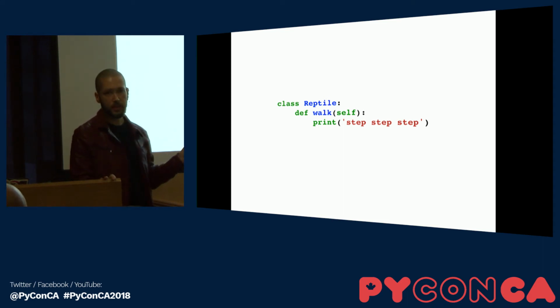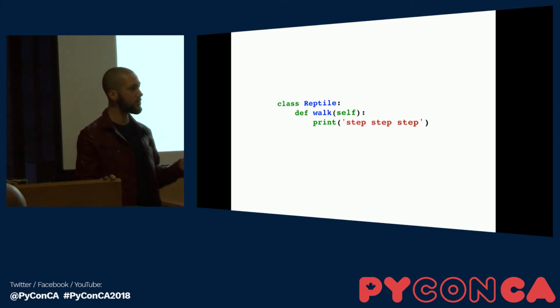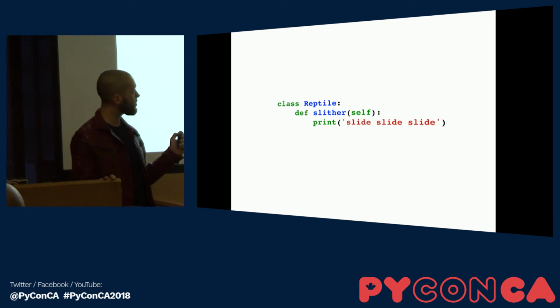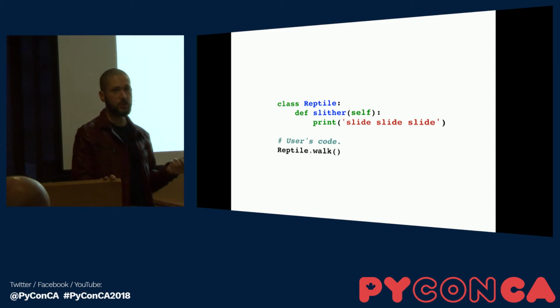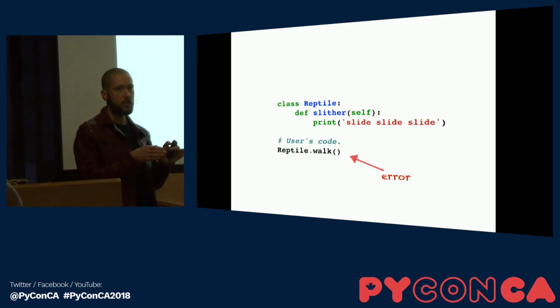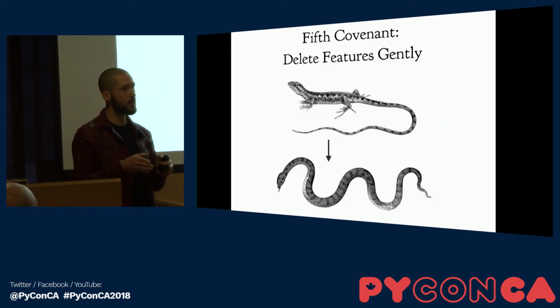To begin with, you've got a reptile that can walk. And you want it to slither instead so it can fit into mammal burrows and eat them. What do you do? Do you just go ahead and replace one method with another? The problem, obviously, is that you've got users who rely on your code already, and they're used to calling this walk method, and so that's an error now. So you can avoid hurting your users this way by obeying this covenant to delete features gently.